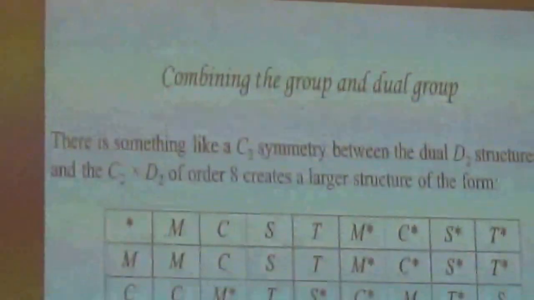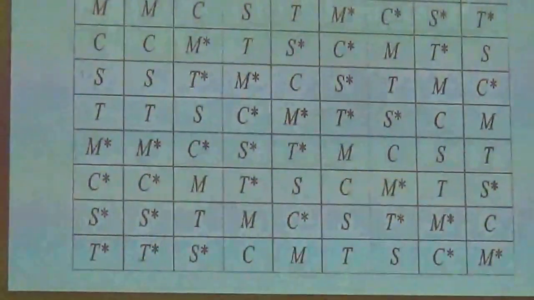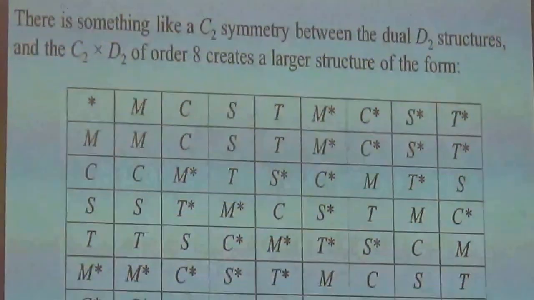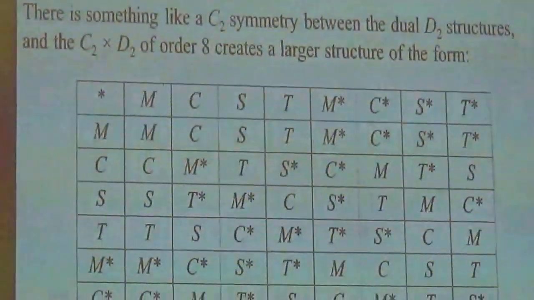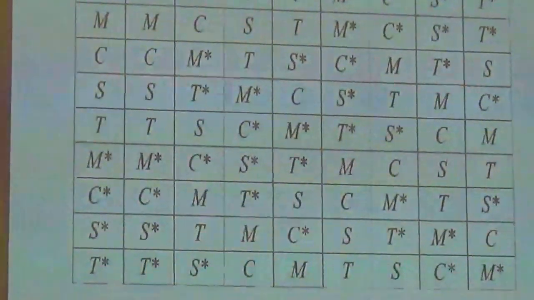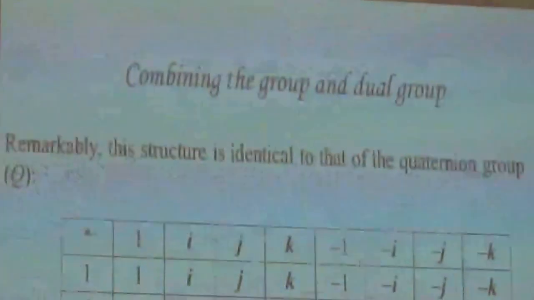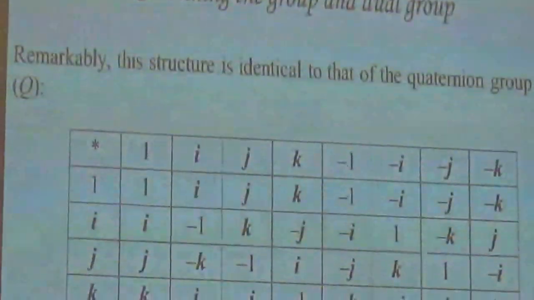If I put the two groups together, that one and that one, I can then show that the whole table has a structure, a group of order 8. It's C2 times D2. D2 is each group, and C2 is combining them. And so I get that as a group structure. And you may recognize that as being the same as the quaternion multiplication table. So if I put the two groups together, I get the quaternion multiplication table. Now, we know the meaning of the first group, we've not established the meaning of the second, we'll come to that later.